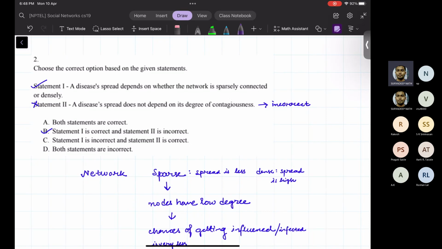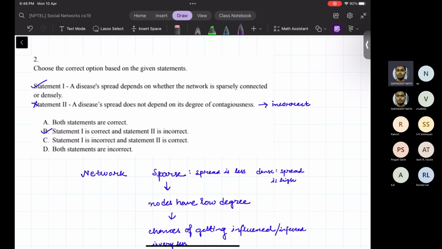So whether these statements are correct or not. A disease spreads depending on whether the network is sparsely or densely connected. If a disease spreads on a network, it depends on whether the network is sparsely connected or not.